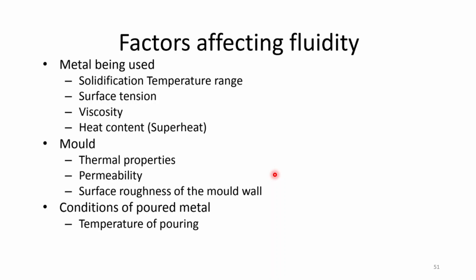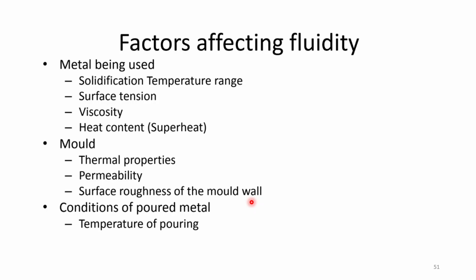Next is permeability. The permeability of sand will also define the fluidity. And the surface roughness of the mold wall, so the surface finishing, will also define the fluidity. Next is the conditions of the poured metal, so the temperature of pouring. The temperature at which you pour your material above the melting temperature will also decide the fluidity.